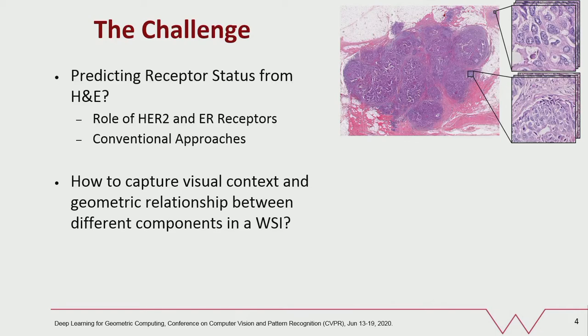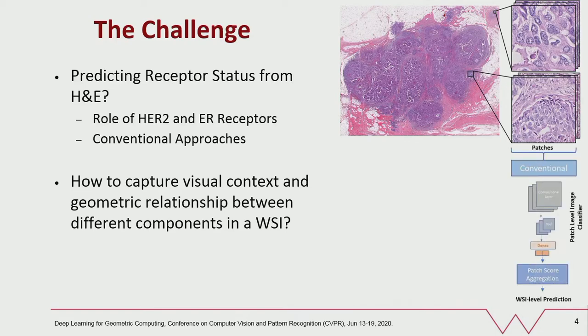Due to the large size of the image and its associated computational complexity, classical methods in this domain work by extracting image patches and training convolutional neural networks for prediction. However, such methods may not be able to capture visual context and tissue organization for all computational pathology problems. Furthermore, aggregation of individual patch-level predictions into slide-level labels is also a major issue.